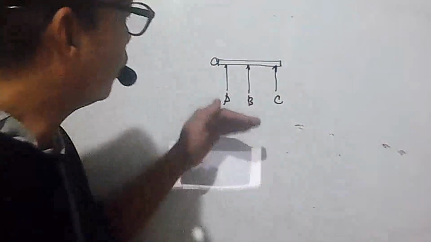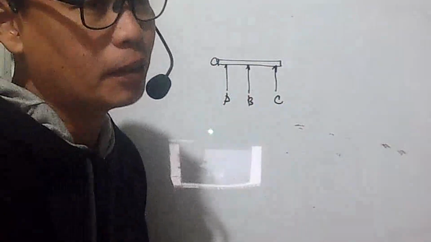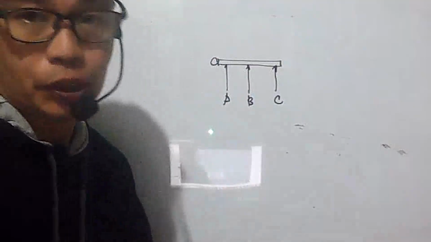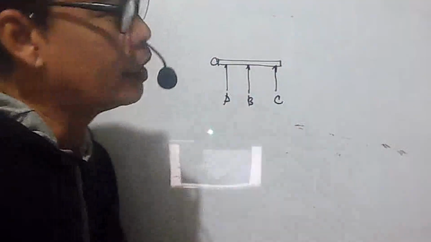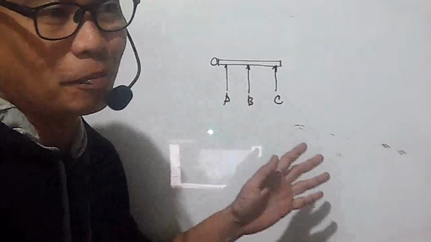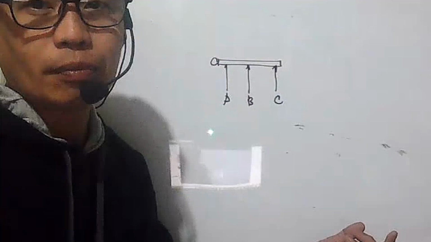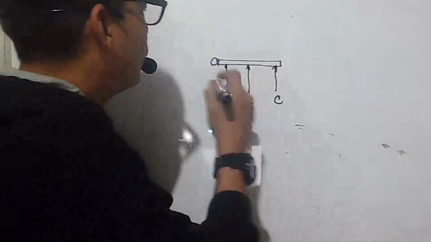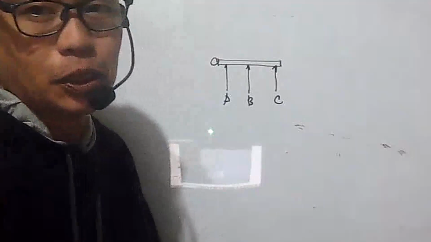Now, let's say all these forces A, B, C have the same value, or strength. Let's say all of them are 20 newtons. Which would you choose, A, B, or C, to open the door easily? Of course you're going to select C. Why? It is farther from the axis of rotation.